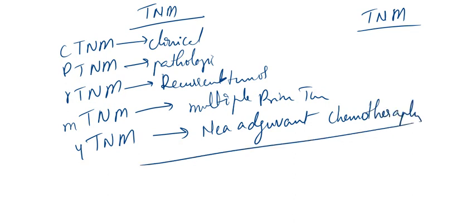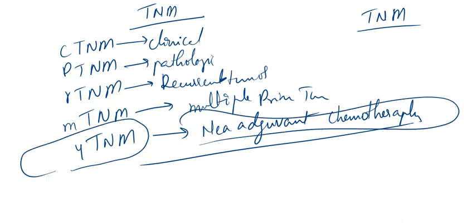Okay, neoadjuvant chemotherapy. Neoadjuvant means before chemotherapy. So this staging, YTNM staging, is done when a patient receives neoadjuvant chemotherapy.